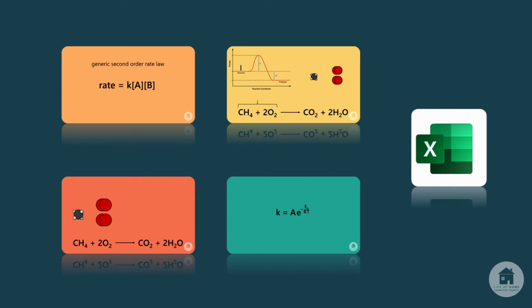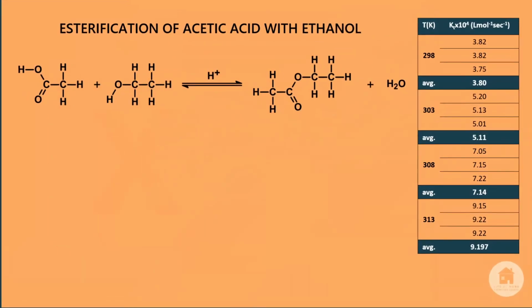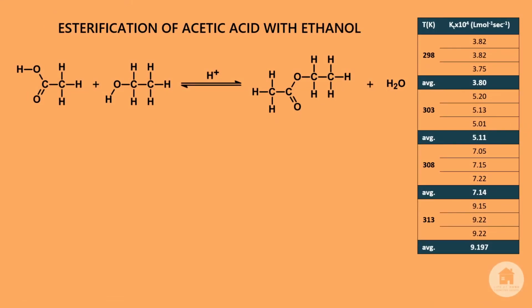Okay, now let's look at the specific challenge. We're going to look at a reaction, the esterification of acetic acid with ethanol. Over on the right, you can see that you've got some actual experimental data at 4 different temperatures. The data was repeated 3 times at each temperature, and then an average was taken. So when you do graph this, you only have to use the averages. You don't have to do every single trial. Obviously, that would give you lots of extra data points.